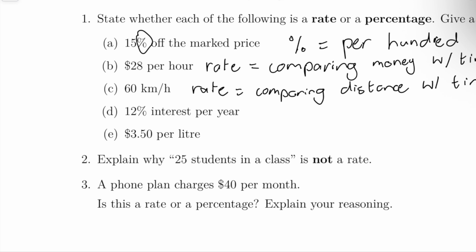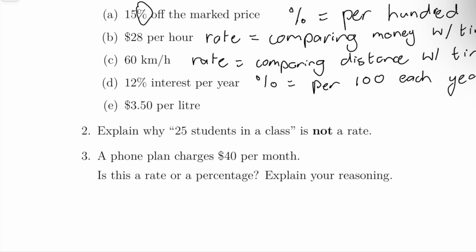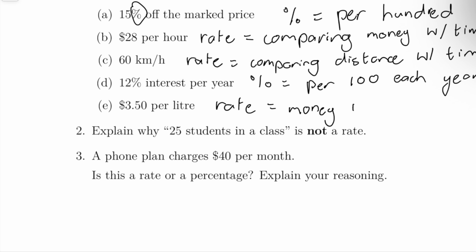Letter D, 12% interest per year. There's a percentage sign, and that percentage sign means per 100 each year. Letter E, $3.50 per liter. That is a rate since you're comparing money and volume. Money with volume.